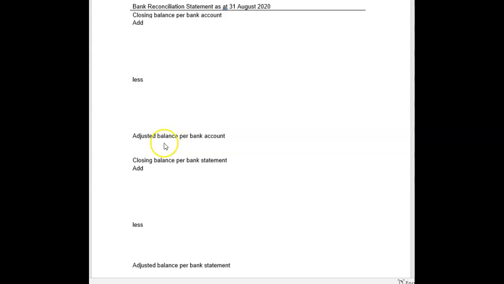That is the first part. And then the second part is the closing balance per bank statement, add all the records, and less records that do not appear in the bank statement but appear in the bank account, and you have the adjusted balance per bank statement. So this is the format for you to prepare first. It doesn't matter, you can just draft it out first, then later on you can make it more pretty, adjusting, correcting, and so on.